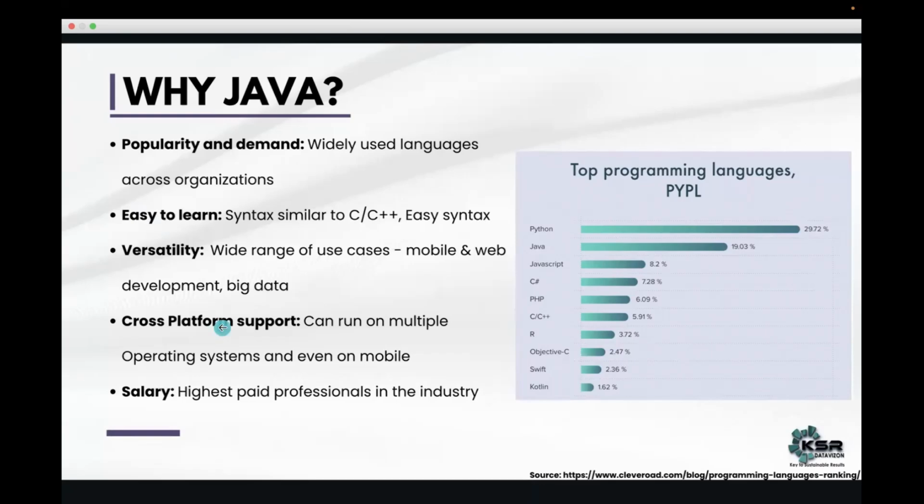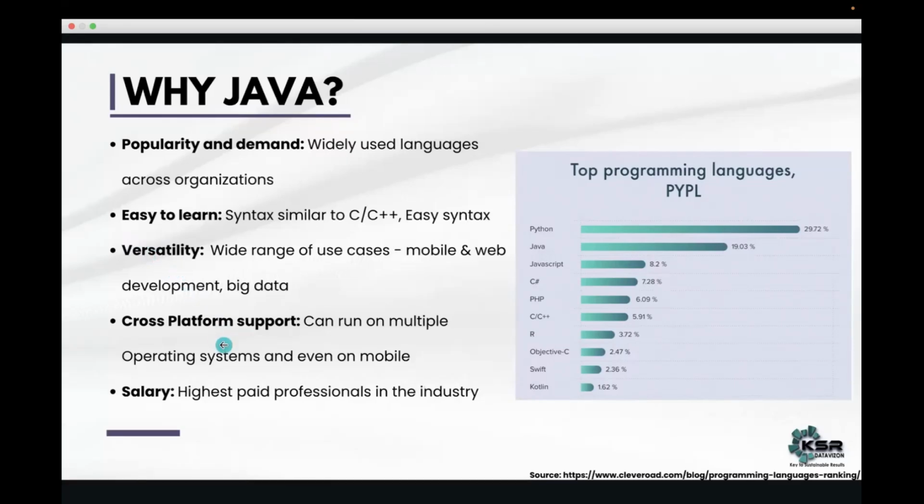Next is versatility. If you learn Java, you have many career options open. You can do web development, Android development, full stack, big data, machine learning. In big data and machine learning, people use Spark. Nowadays people have started using PySpark, but Spark provides a Java API also. People code machine learning with MLlib provided by Spark, and that can also be coded in Java. So it's versatile. A lot of use cases are there for Java.